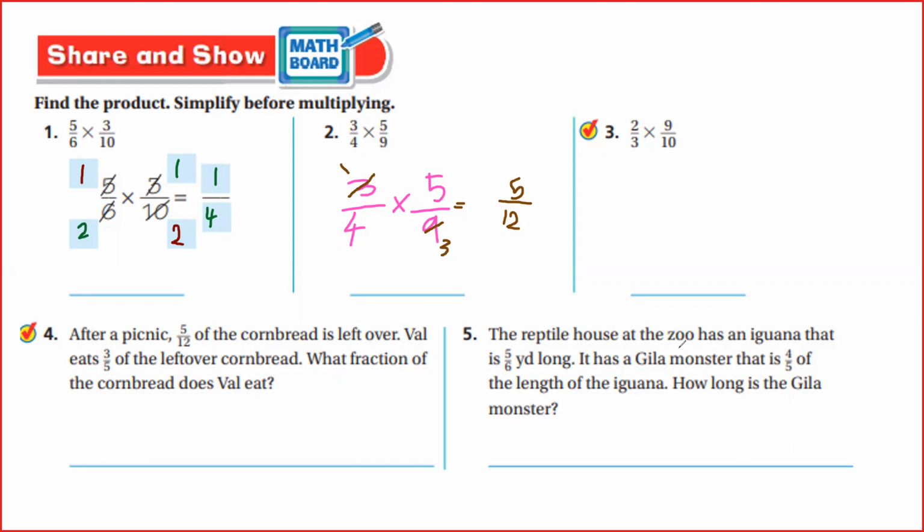Yes, teacher. Yes, Rafif. 2 over 3 times 9 over 10. Okay. First, we will start from the smallest, 2. 2 divided by 2 gives us 1. Bravo. And 10 we will divide with 2. It will give us 5. Bravo.